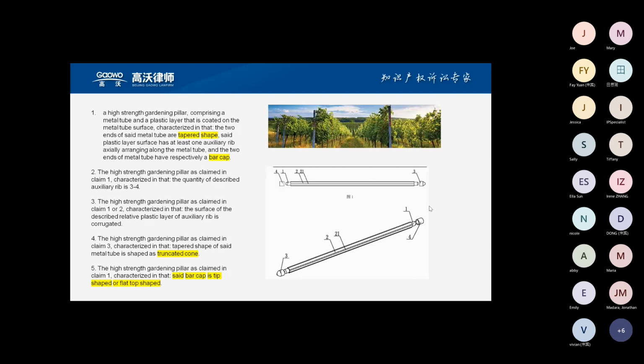The pillar used to be hammered into the soil to support the vine. So I think the scope of claim 1 with a tapered shape is too broad. In one embodiment, if the end is spear shaped or tip shaped, it cannot achieve the object of the invention. So I think it's too broad.